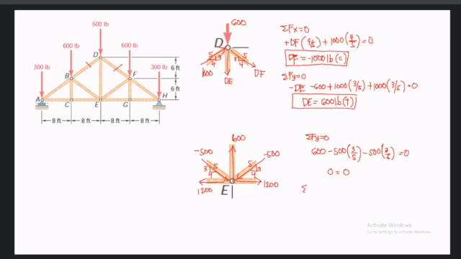And then pag nag-summation Fx ka, equal din yan sa 0, negative 1, 2, positive 500. So this is positive, no? Kasi naka-compression na sila. And then times 4 over 5, and then minus 500 times 4 over 5, and then positive 1, 2 is equal to 0. So that 0 is equal to 0. Okay?